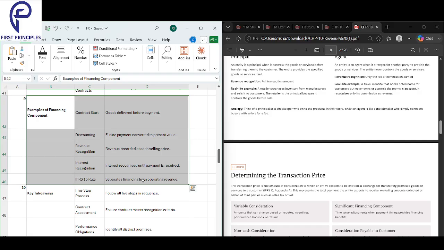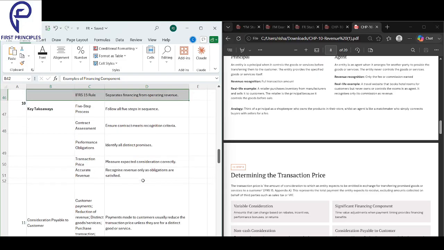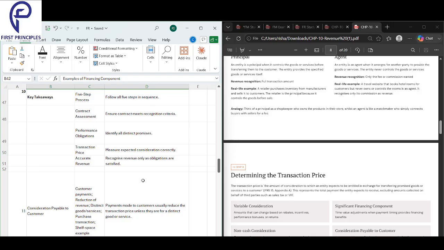The revenue is recorded at the cash selling price. Interest recognition: your interest should be recognized until the payment is received. The interest will keep accruing till you make the full payment. IFRS 15 rule says keep the financing and the operating revenue separate.